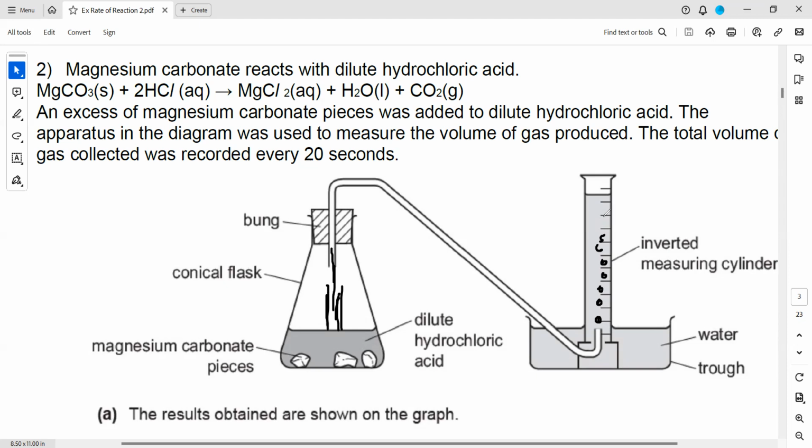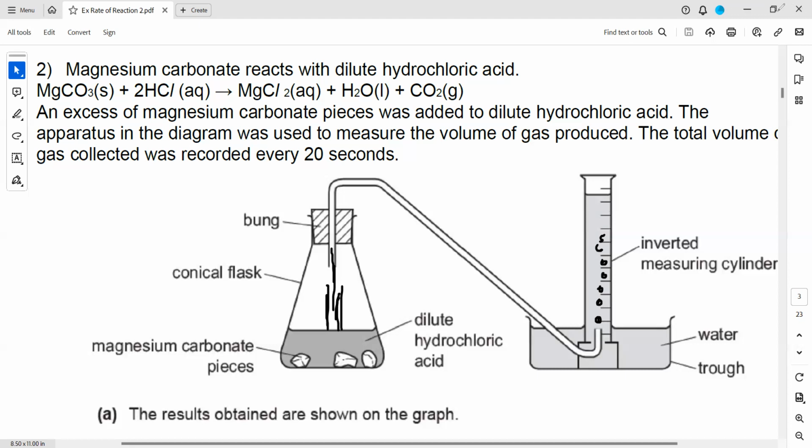Some gases are water soluble. For example, chlorine is a water soluble gas. When chlorine is bubbled through water, most of it will dissolve in the water. So for gases which are water soluble, this method is not effective. Then we have to use a gas syringe.